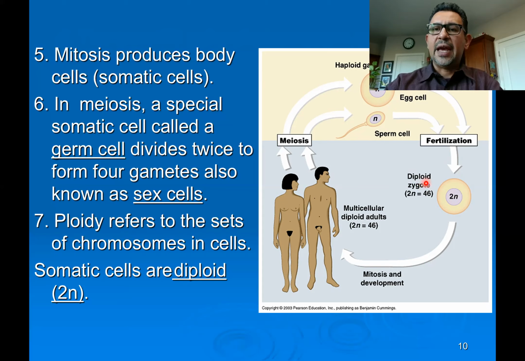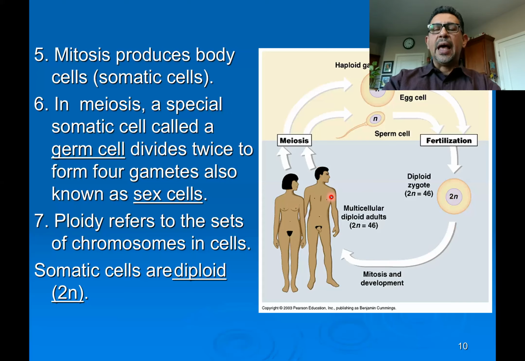The zygote has received 1 set of chromosomes from the sperm and 1 from the egg. 1 plus 1 is 2. Simple math here. I love the math in biology, by the way, in case you haven't noticed. There's no trick here. So this cell, which is called diploid, is going to now undergo mitosis. Mitosis is responsible for the making of body cells. Body cells are also known as somatic cells. And from this single cell, we go through all of the stages of embryonic development, fetal development, until we become the adults we now are.